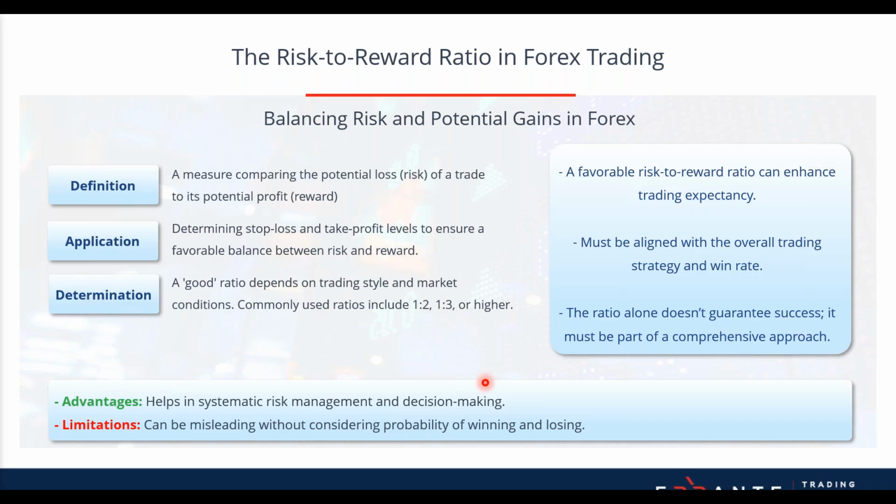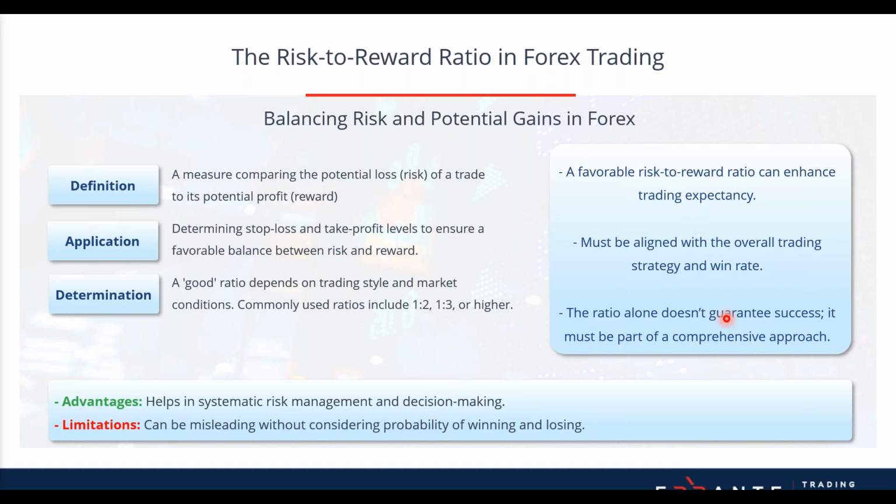Now, let's talk about the advantages and limitations. The primary advantage of using a risk to reward ratio is that it provides a systematic approach to risk management, and it helps in making informed decisions about trade entries and exits. However, the limitation lies in its isolation. A favorable ratio is not a guarantee of success. It doesn't account for the probability of winning and losing, which are crucial factors in trading.